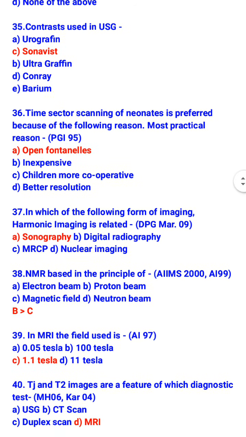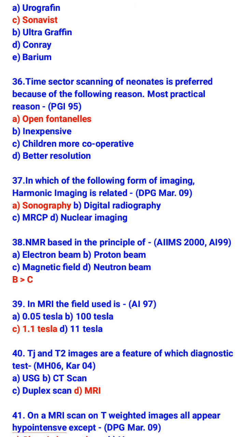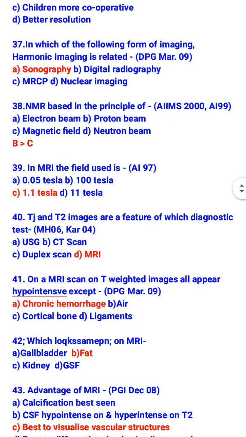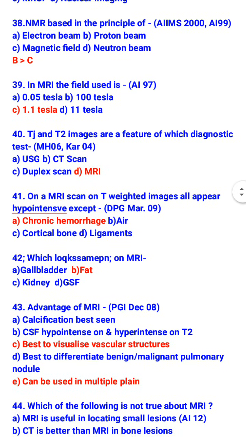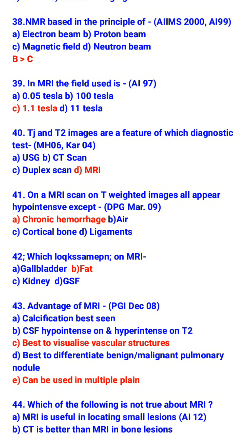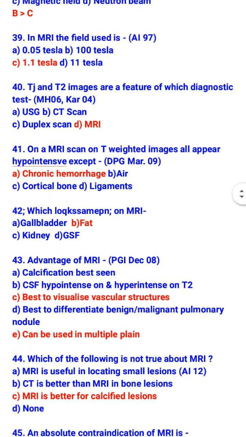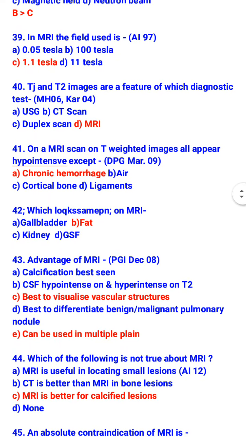In which of the following forms of imaging is harmonic imaging related? Sonography. NMR is based on the principle of proton behavior in a magnetic field. In MRI, the field used is 1.5 Tesla. T1 and T2 images are a feature of which diagnostic test? MRI. On an MRI scan with T1 weighted images, all appear hypointense except chronic hemorrhage, which looks hyperintense, and fat.